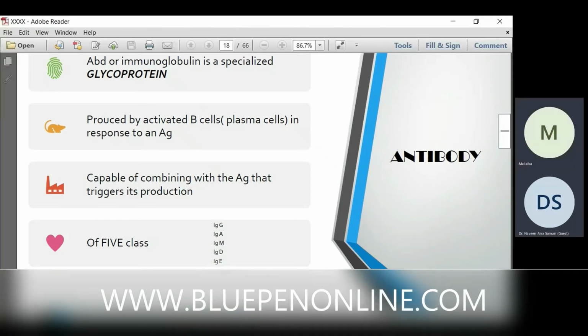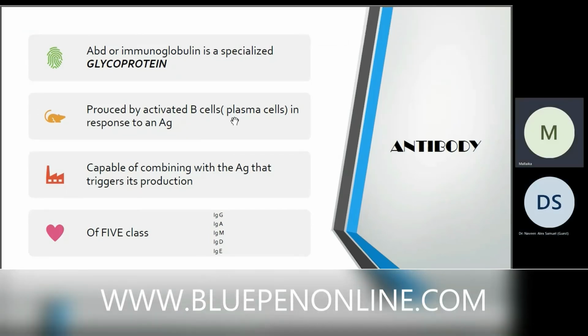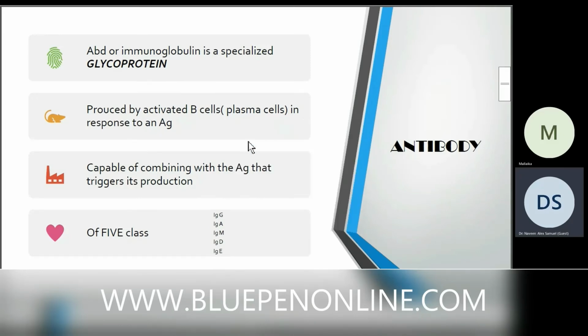So antibody or immunoglobulin is a specialized glycoprotein. It is produced by activated B cells, and activated B cells are called plasma cells. That's what I told you. Once the B cells get polyclonally activated, they convert into plasma cells, and it's the plasma cells that produce the antibodies in response to an antigen, capable of combining with the antigen that triggers its production.